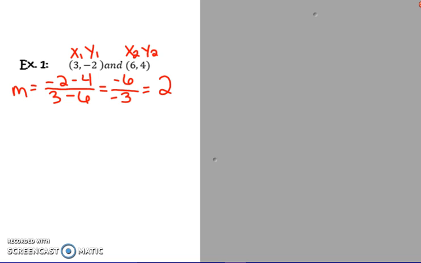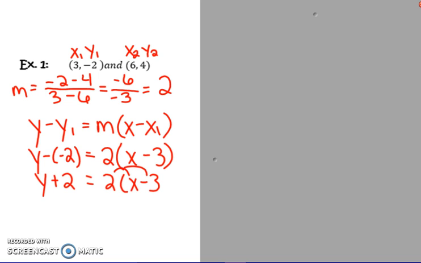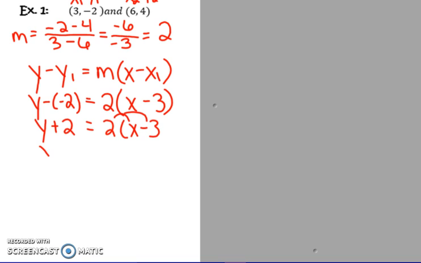So now that I have my slope, I can use my point-slope formula, which is y minus y1 equals m, and in parentheses, x minus x1. I'm going to use my x1 and my y1 from what I labeled above. So I'm going to have y minus negative 2 is equal to 2, that's my slope that I just found, times x minus 3. Well, two negatives make a positive, so I now have y plus 2 equals 2 times x minus 3. I'm going to distribute. We're going to have y plus 2 equals 2x minus 6.